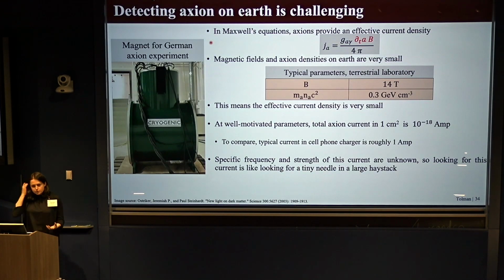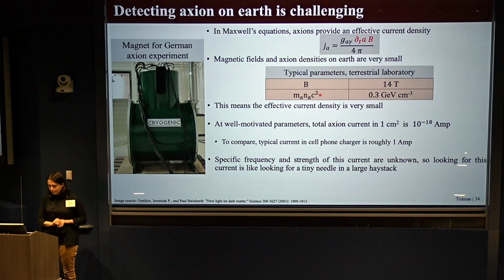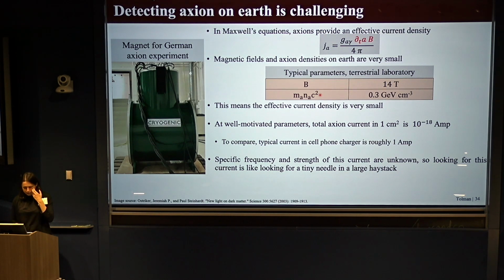All right. So unfortunately, detecting this particle on Earth is very challenging. In Maxwell's equations, axions provide an effective current density, which is determined by the coupling constant, the axion field, and the magnetic field. And unfortunately, magnetic fields and axion densities on Earth are very small. So the strongest magnetic field we can make on Earth is roughly 45 Tesla, and you're not going to be able to use that reliably in an axion experiment. So if you want a magnetic field you can reliably use in an experiment, it's going to be about 14 Tesla. And the density of axions on Earth is roughly 0.3 GeV per centimeter cubed.